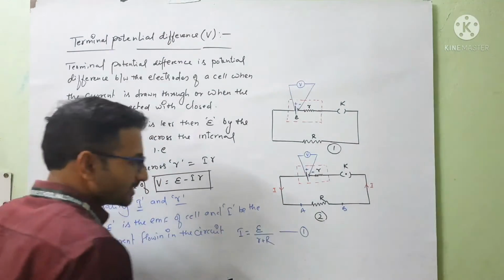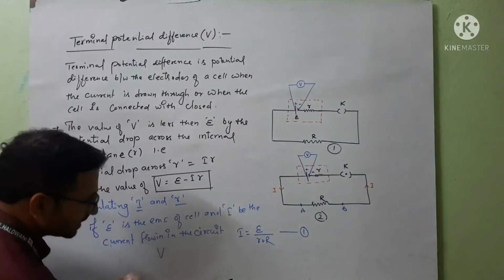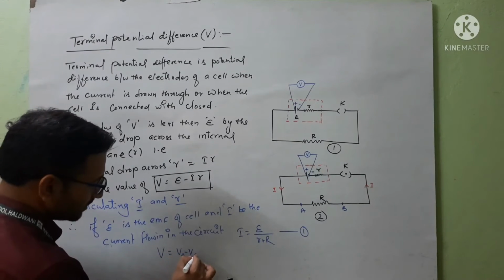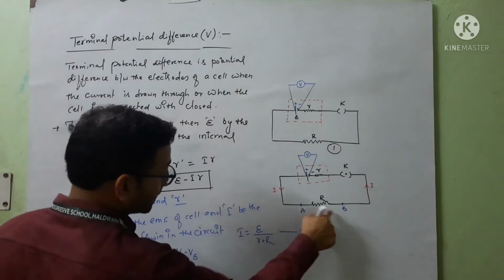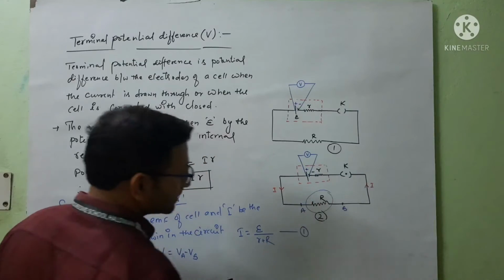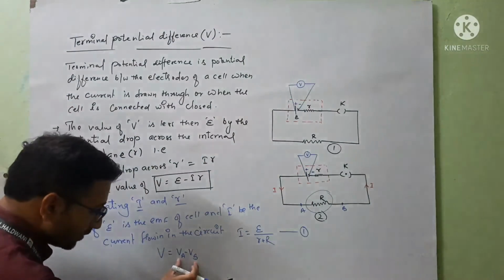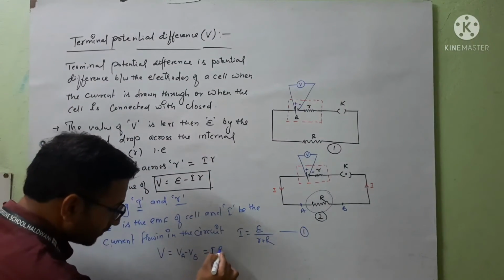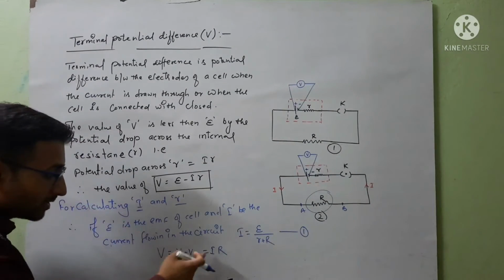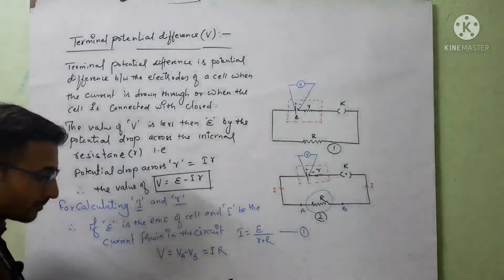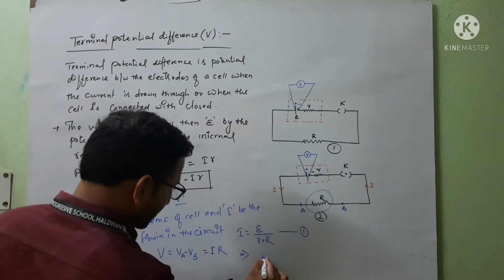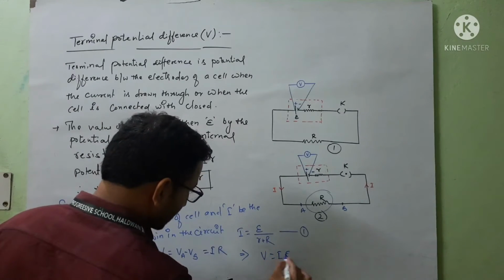So we will see here the potential difference V, which is equal to VA minus VB, the potential difference between the terminals, and this potential difference is across the resistance R. So VA minus VB is equal to V is equal to IR. By the formula V is equal to IR, we can write V is equal to IR. This is our equation number 2.